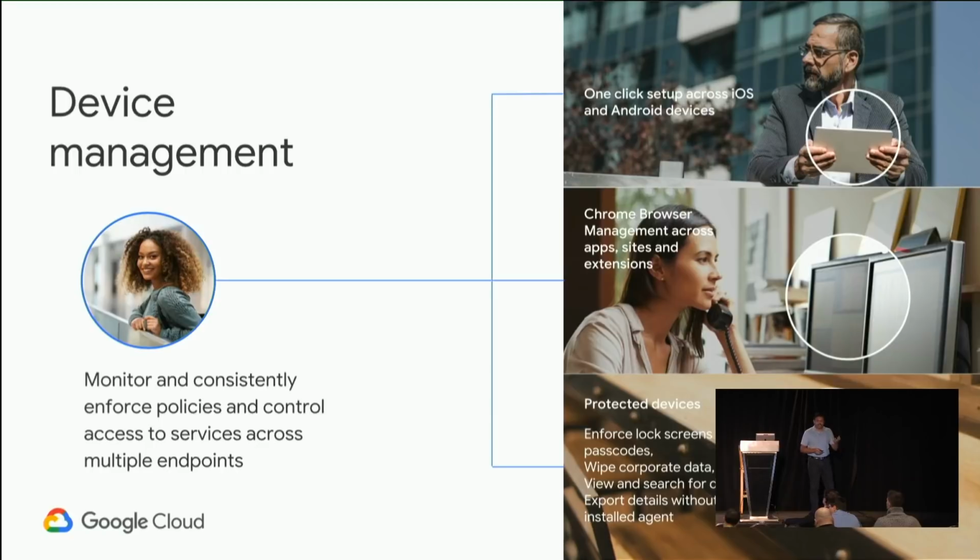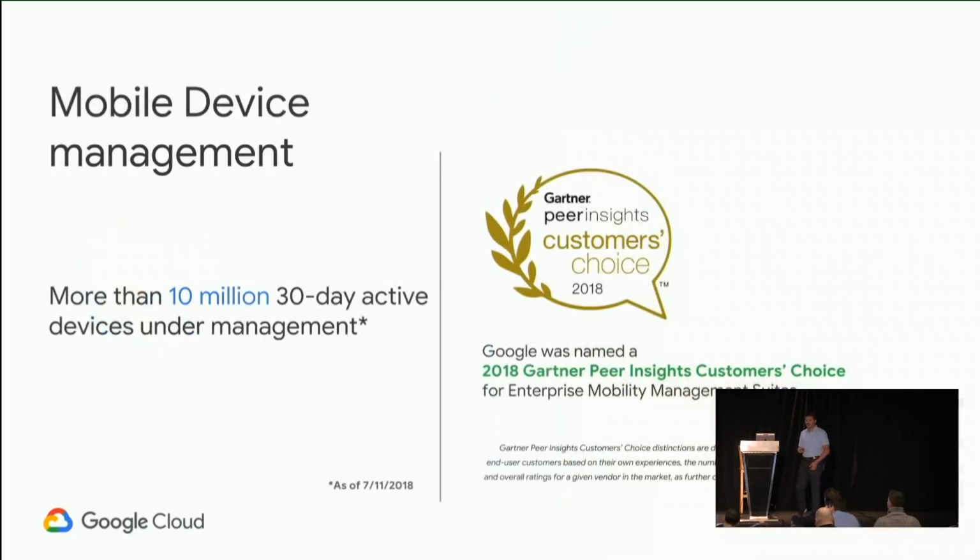Device management, mobile device management, is another area. We allow you to manage Android devices, iOS devices, Chrome devices, and also ActiveSync devices using the same console. Our customers are currently managing over 10 million mobile devices using Cloud Identity at this time. And also, our customers love us so much, they voted us the top Gartner Peer Insights Customers' Choice Award for 2018.